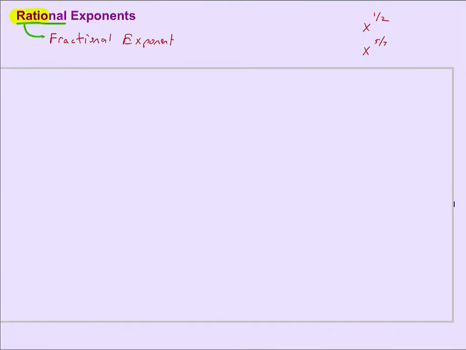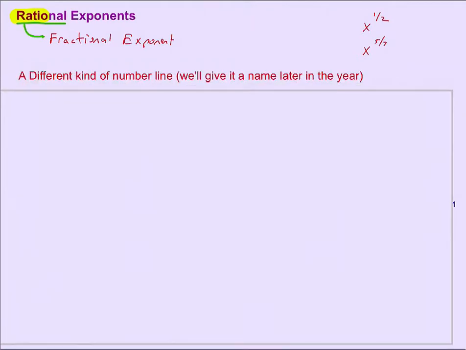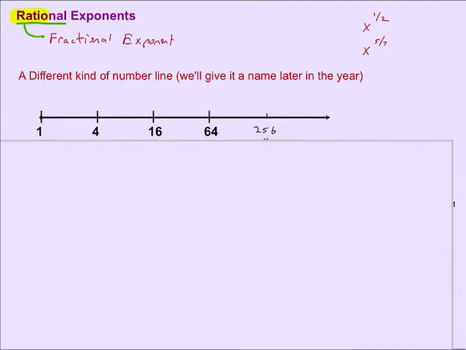Because when you think about what an exponent means, as far as you can remember it, an exponent means repeated multiplication. Like x to the third means x times x times x. What does it mean to multiply half of a time? So in order to answer that, what we're going to do is take a look at a different kind of number line. We'll give it a name later in the year. Don't worry about that now. That other number line looks like this.